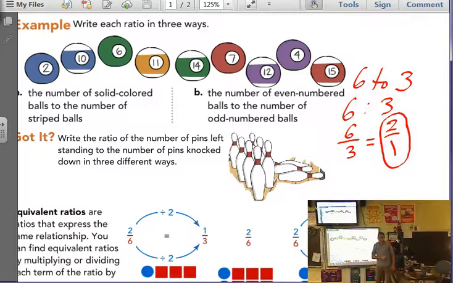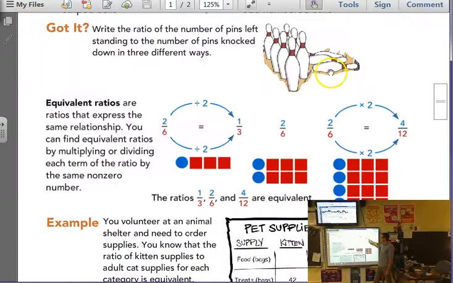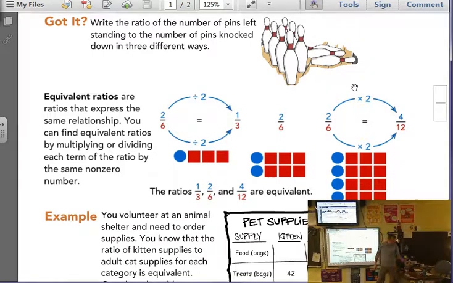Try the got it on your own. How many pins are left standing compared to the pins knocked down in all 3 ways that we write that?